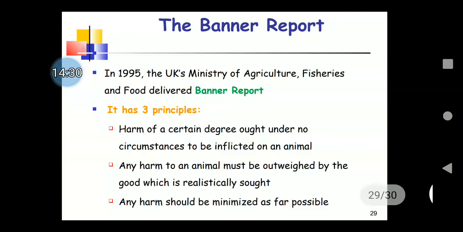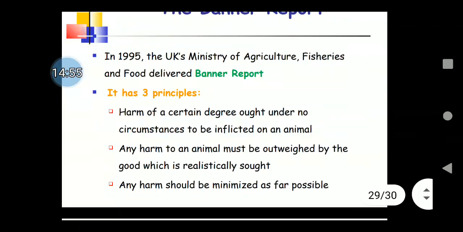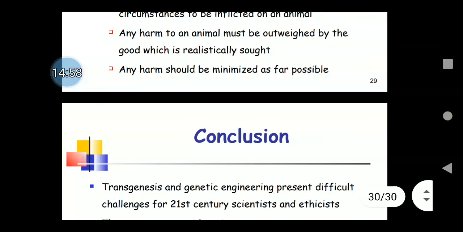The Banner Report. In 1995, the UK Ministry of Agriculture, Fisheries and Food delivered the Banner Report. It has 3 principles. Harm of a certain degree ought under no circumstances to be inflicted on an animal. Any harm to an animal must be outweighed by good, which is realistically sought. Any harm should be minimized as far as possible.